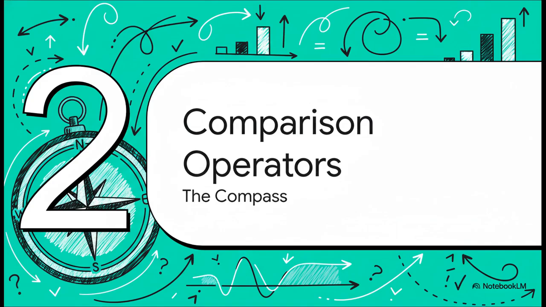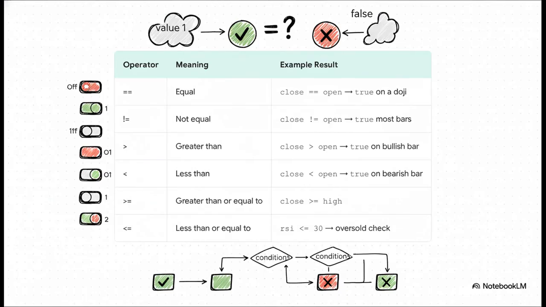All right, next up are the comparison operators. The best way to think about these guys is as your script's compass. They help you navigate the market by asking really simple true or false questions, like, hey, is the price right now above the moving average? So what these operators do is look at 2 values and tell you how they relate. And the answer is always super simple. It's either true or it's false.